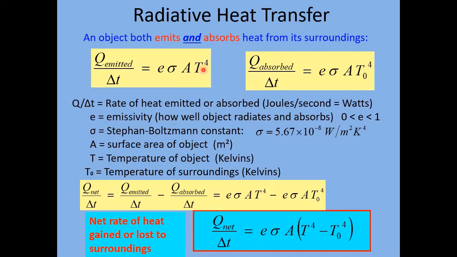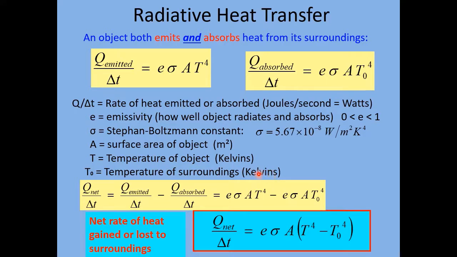Now notice T is raised to the 4th power. So the amount of thermal emission by radiation is a strong function of temperature. Just slight temperature increases can change the amount of heat emitted by quite a bit. Now there's a similar equation right over here for the rate of heat absorbed from the surroundings. And notice it's the same equation. The only difference here is the temperature here is T naught to the 4th power. And T naught is the temperature of the surroundings. So that is like the ambient surrounding temperature.